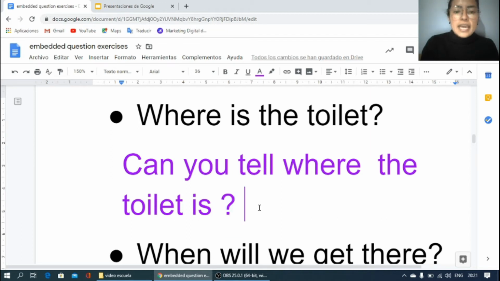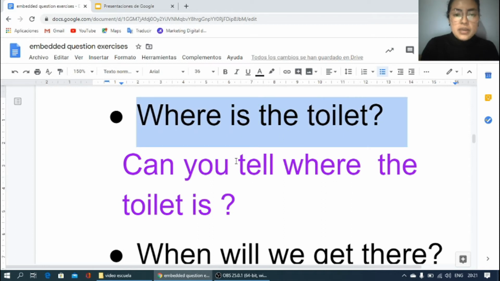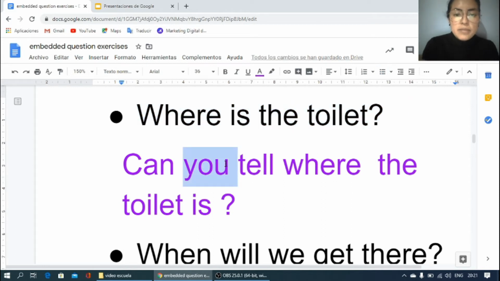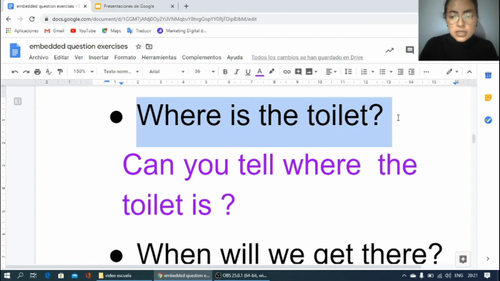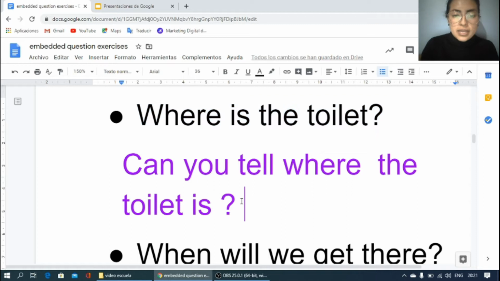Entonces, para convertir una pregunta normal en una pregunta indirecta o embedded question, tenemos que escribir la introducción. Podría ser positiva, negativa y pregunta. ¿Okay? En este caso ocupamos la introducción de pregunta, por esa razón ponemos al final el signo de pregunta. Ok, primer aspecto. Segundo, la pregunta que tenemos aquí, las mismas palabras vamos a usar para hacer la pregunta indirecta.